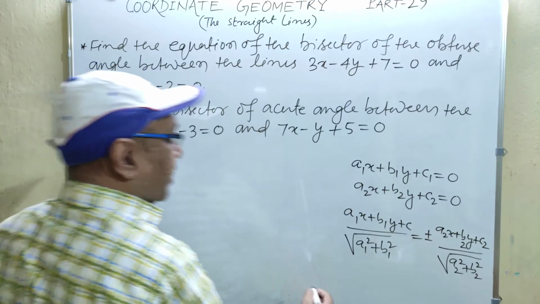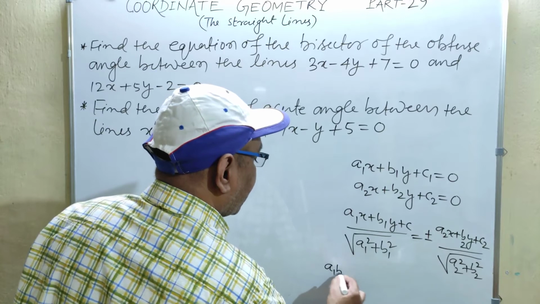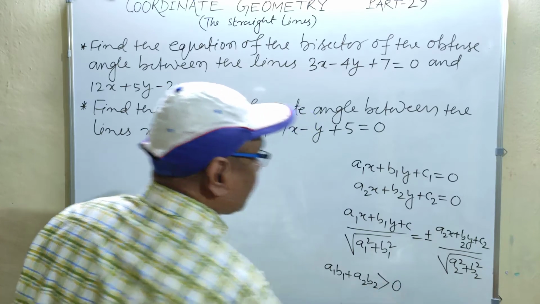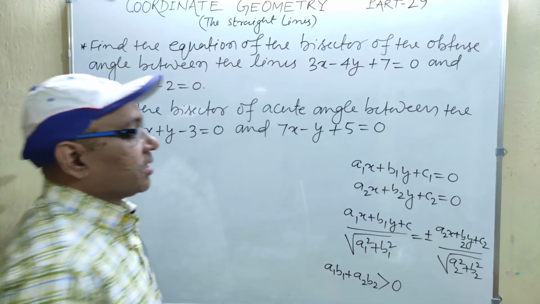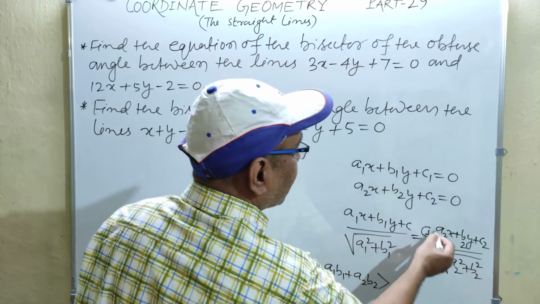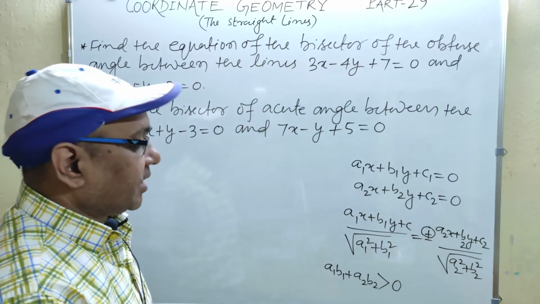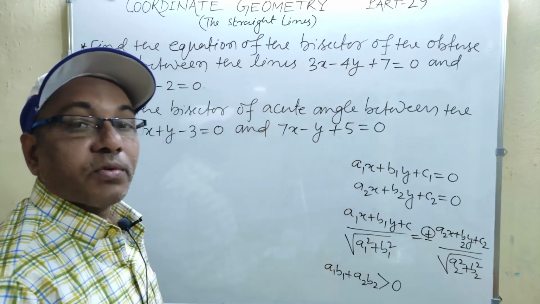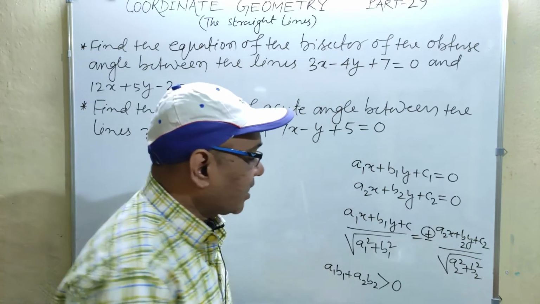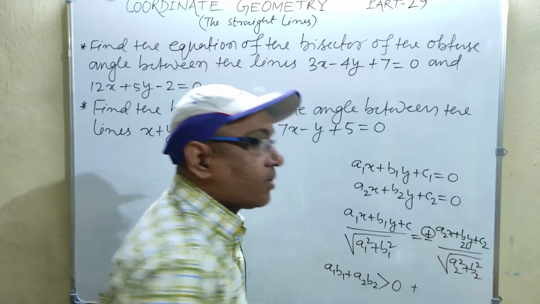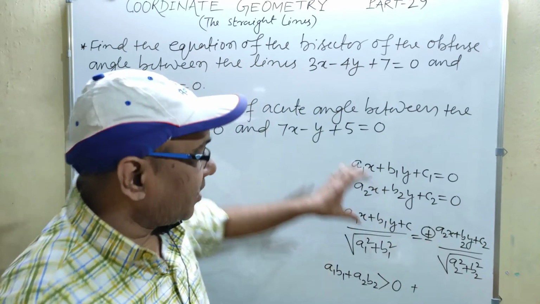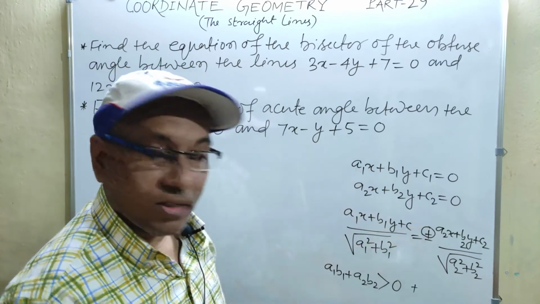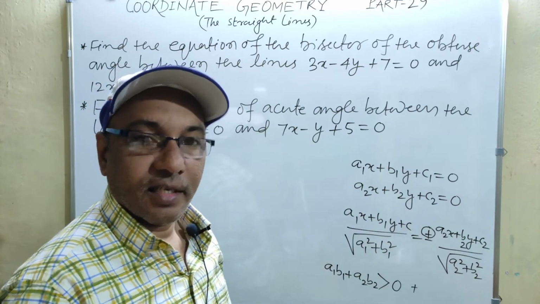We also read that if a1 b1 plus a2 b2 is positive, then the plus sign will give you the equation of the bisector of the angle which is obtuse. If this is greater than 0, the plus sign will give you the bisector of the obtuse angle between these two lines. ये दोनों के बीच जो obtuse angle है उसका bisector होगा ये plus वाला. This we have already read.